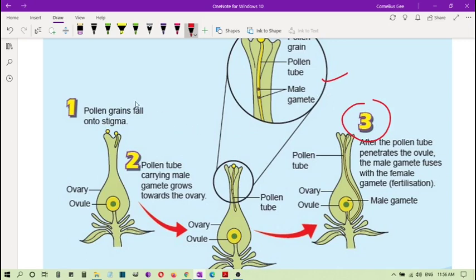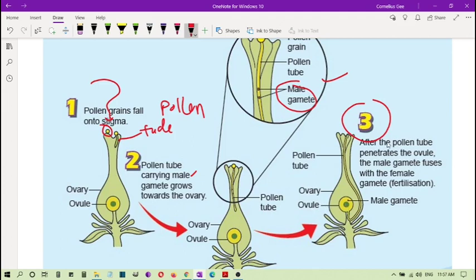Okay, so during pollination, the pollen drops onto the stigma. You can see here. After that, the pollen starts to grow a tube. This is actually called the pollen tube. The pollen tube will grow all the way to meet the ovule in the ovary, and at the same time it will carry the male gamete. The male gamete will start to move. You can see the male gamete here.